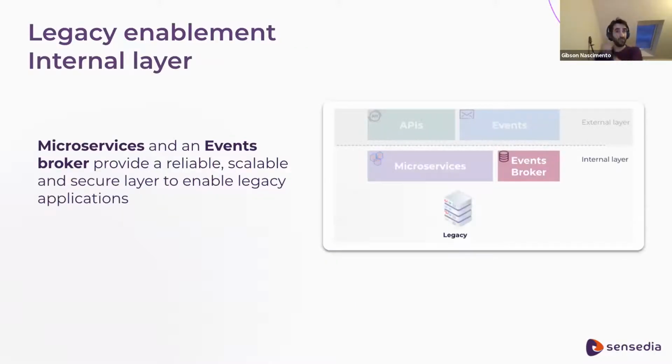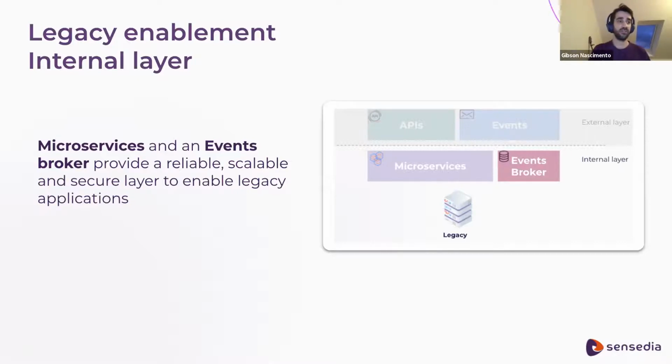I want to start from the internal layer, right? So I have split this into two different pieces. One is our internal layer. Picking up from the Strangling model, right? Microservices, and I'm mentioning an event broker here, but it's any queue management system, right? They do help in providing a very reliable, scalable, and secure layer to enable the services that we want to expose.